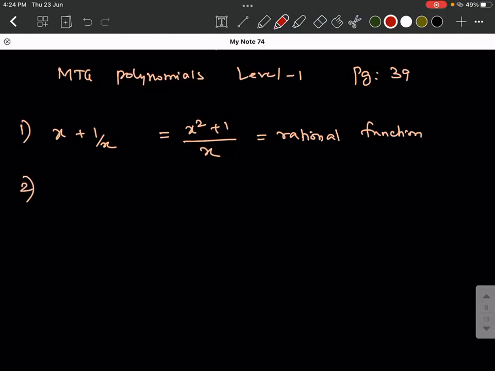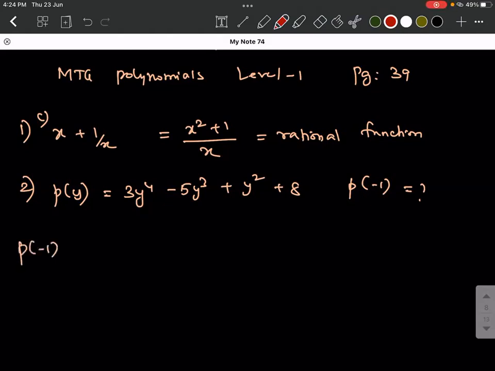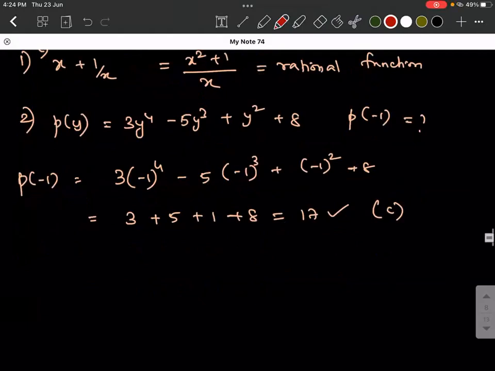So next one is easy. P of y is equal to... so option C is the right answer. For the second one, P of y is equal to 3y power 4 minus 5y cube plus y square plus 8. Then P of minus 1 is how much? 3 into minus 1 power 4 minus 5 into minus 1 cube plus minus 1 square plus 8. So 3 plus 5 plus 1 plus 8, 9, 14, 17. Correct. So 17, is there an option? Yes, sir. So option C is the right answer.